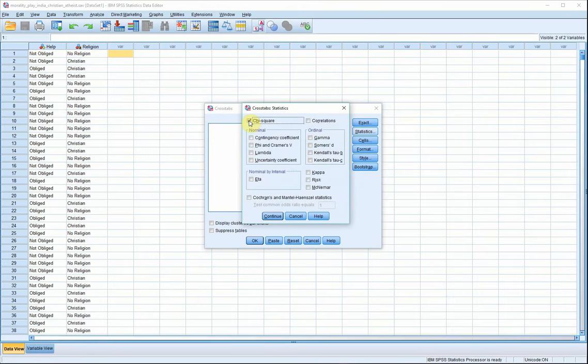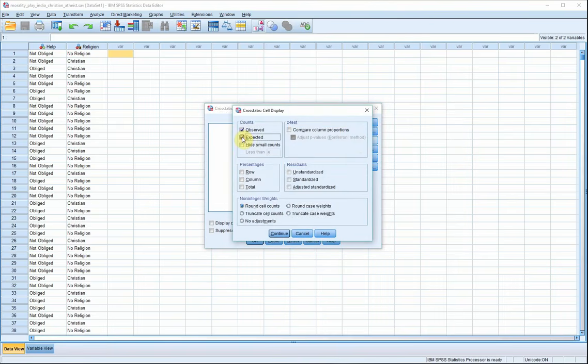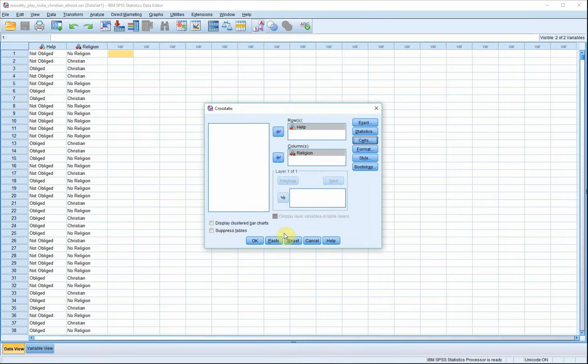Now the chi-square statistic is a measure of association. It tells you whether the two variables are associated with each other, but it doesn't tell you how strongly they are associated with each other. For that you need an effect size. Phi and Cramer's V will do that job. Now go to Cells and click on Expected Count. That's the count that you'd get if it were the case that the two variables were not associated with each other. Click Continue, and now you're set up.